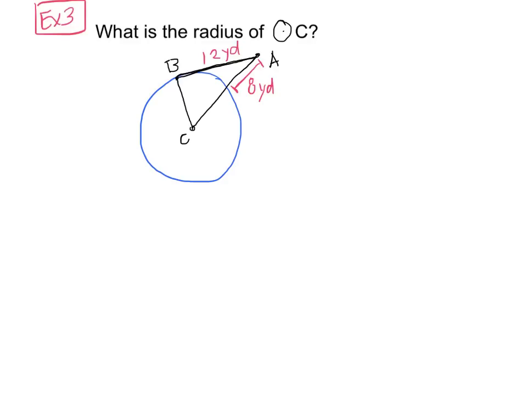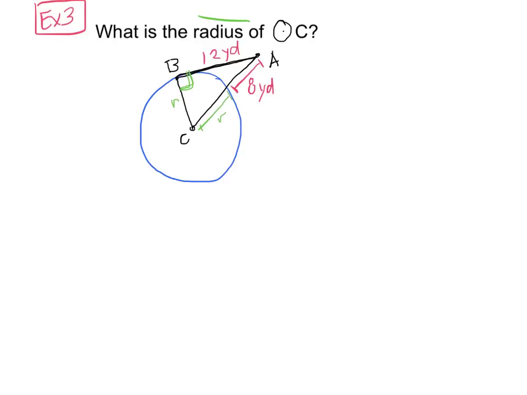Okay, and for your last example, it asks, what is the radius of circle C? So you're going to draw your blue circle with the center C. There are 2 lines here, and even though it doesn't say it, BA is tangent to circle C. So since I know that it's tangent, I can say that this is a right angle. And they're asking me to find the radius. So the radius is here. And it's also right here, from this point to this point.